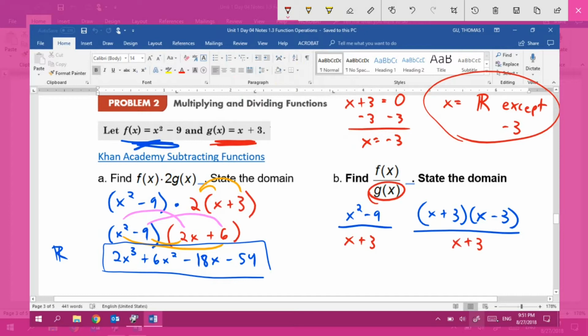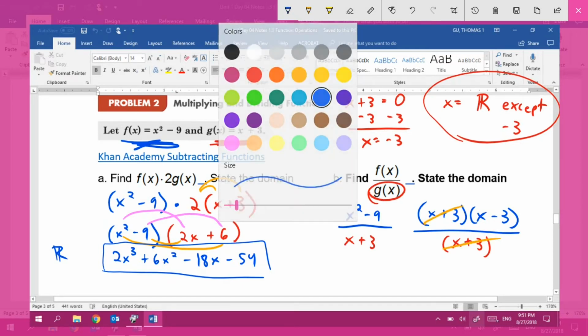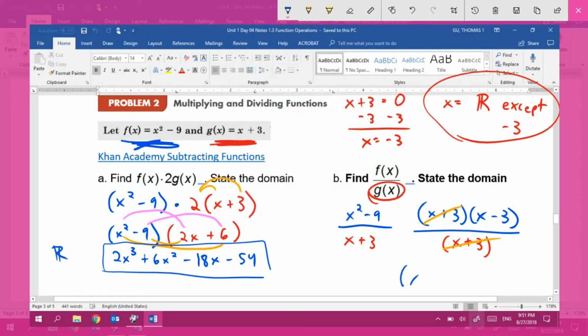Do we see any shared terms? I see x plus 3 on top and x plus 3 on the bottom. So we can cancel those out. Boom, boom. And that leaves me with x minus 3 as my answer. So f of x over g of x is x minus 3. And the domain is everything except negative 3.